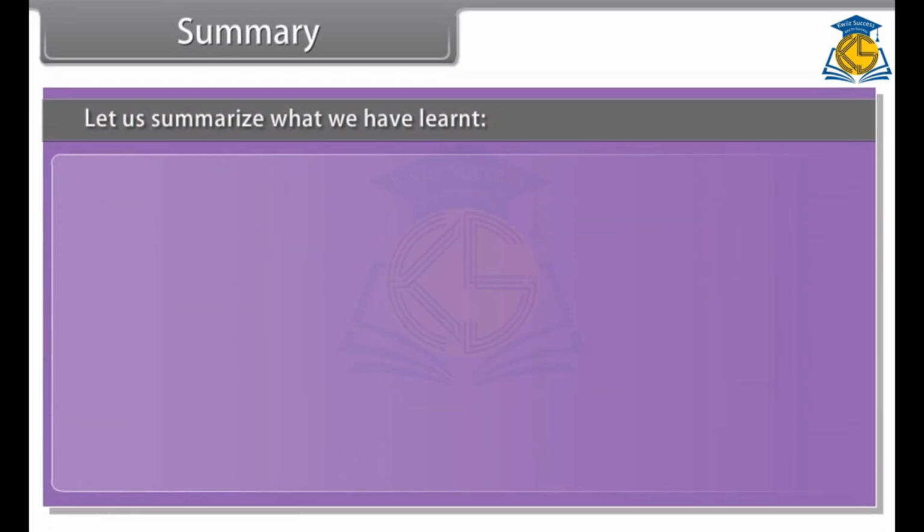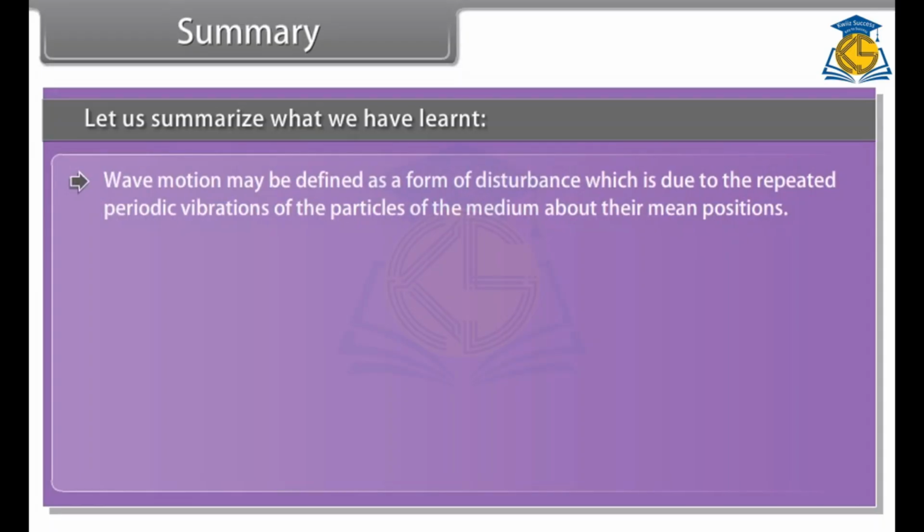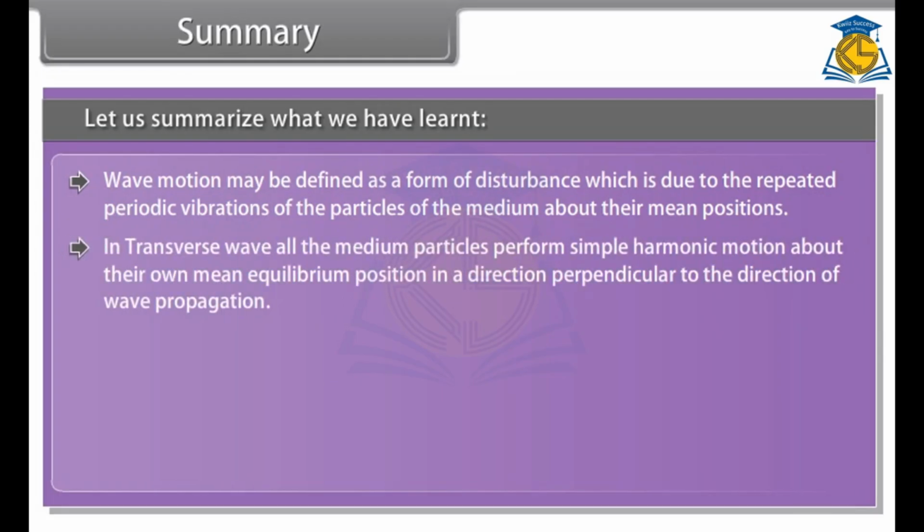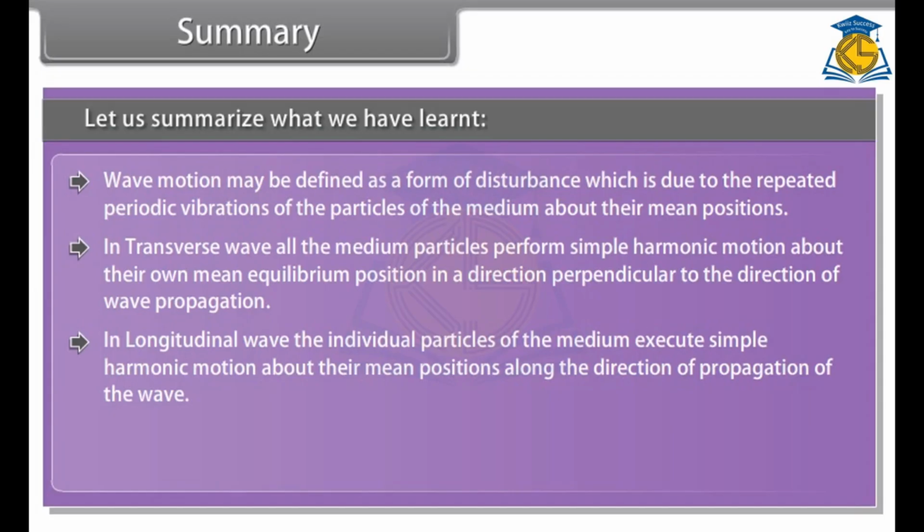Summary. Let us summarize what we have learnt. Wave motion may be defined as a form of disturbance which is due to the repeated periodic vibrations of the particles of the medium about their mean positions. In transverse wave, all the medium particles perform simple harmonic motion about their own mean equilibrium position in a direction perpendicular to the direction of wave propagation. In longitudinal wave, the individual particles of the medium execute simple harmonic motion about their mean positions along the direction of propagation of the wave.